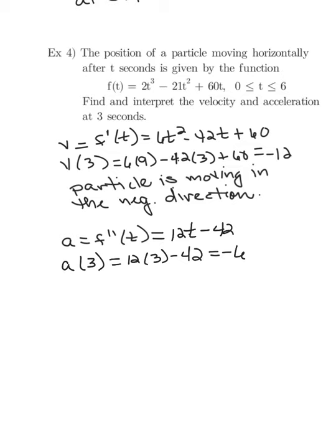Again, we can't really put a label on here because we only know time. We don't know how we're measuring distance. So it's difficult to put a label on here. But the interpretation is that the particle is slowing down because the acceleration is negative.